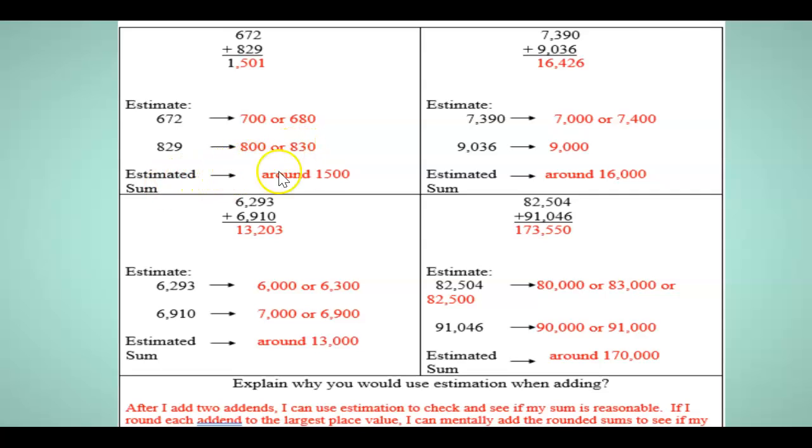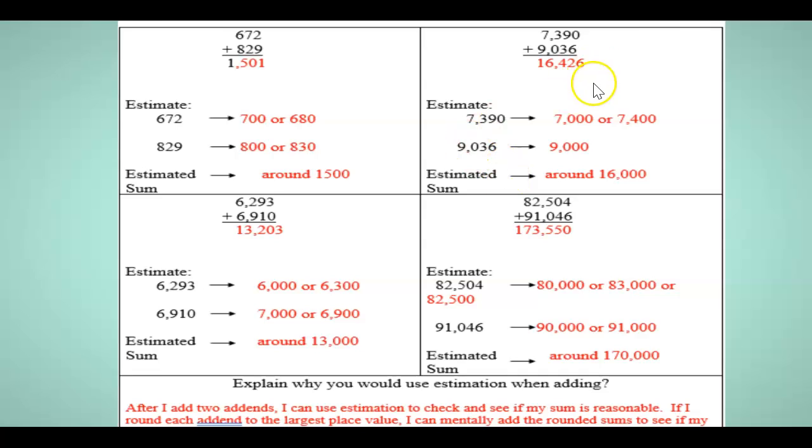So our estimate would be approximately just around 1,500. Now, is that close to our actual answer of 1,501? Yes, it is. It's really close. So that tells us that our answer is reasonable.